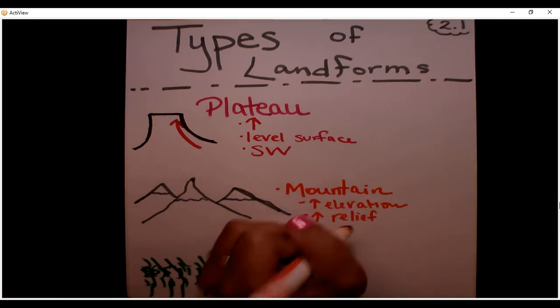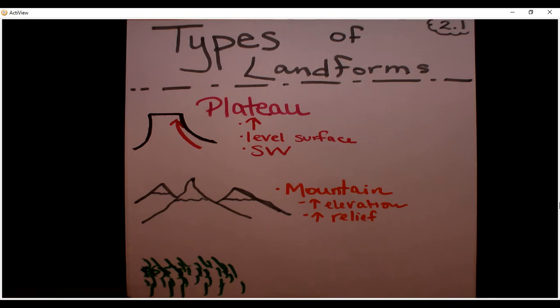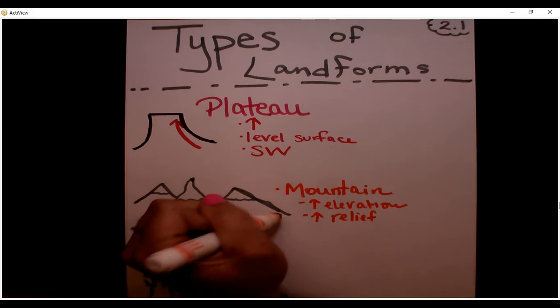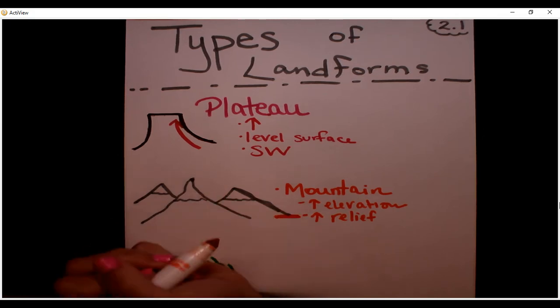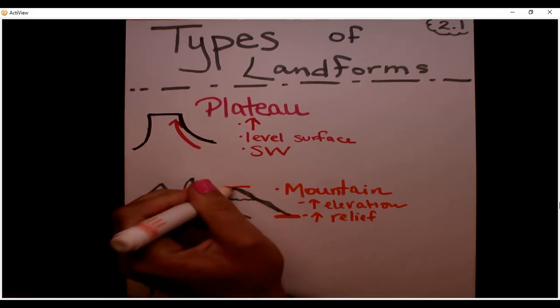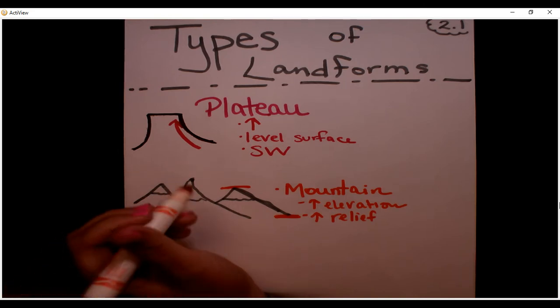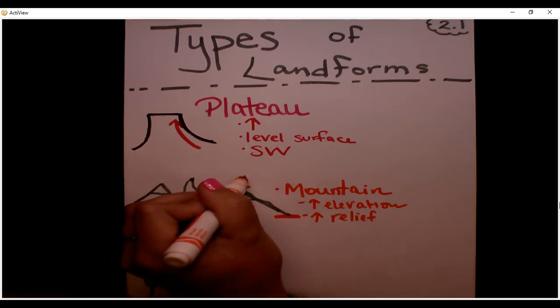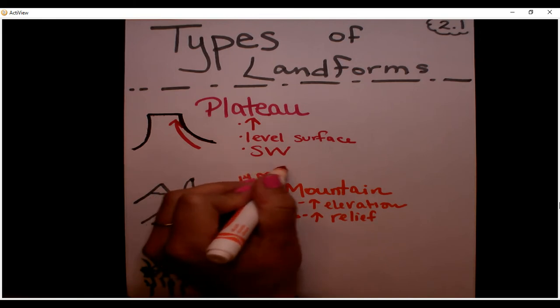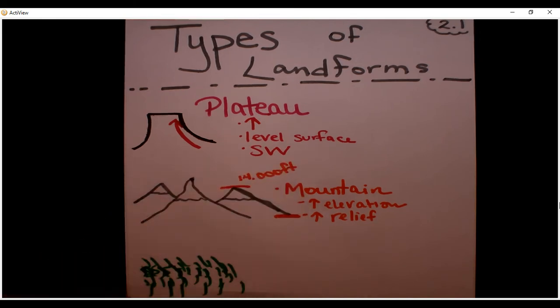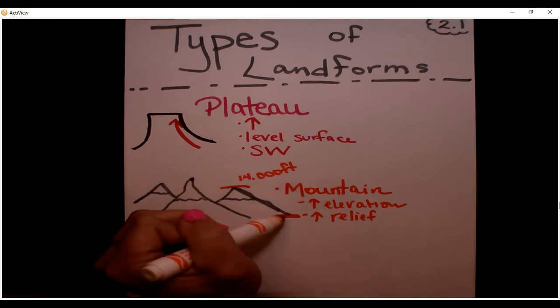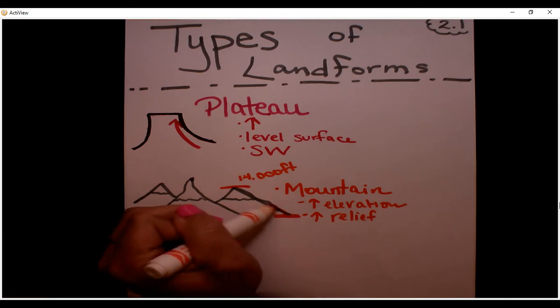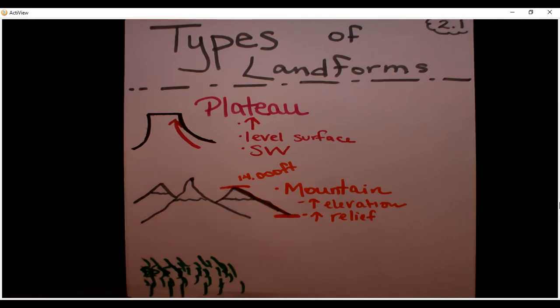So let's talk about what relief means. When we talk about relief, it's talking about the difference in elevation between the highest part of an area and the lowest part of an area. So on this one, this would be our lowest point, and then our highest point would be here. So when we talk about this, if it is a 14,000 foot high mountain, that is the distance from that base to the top of that structure.